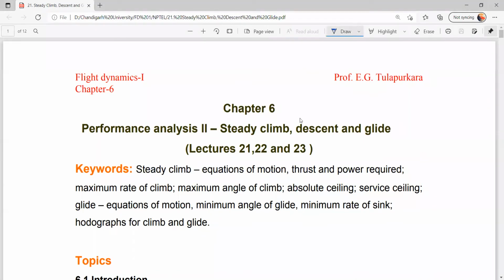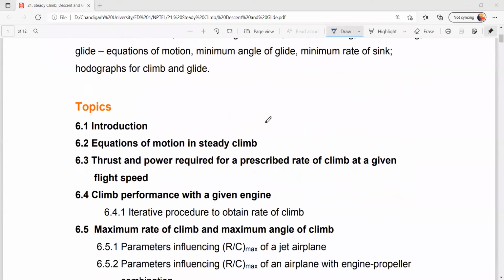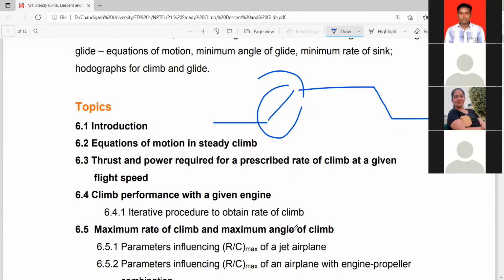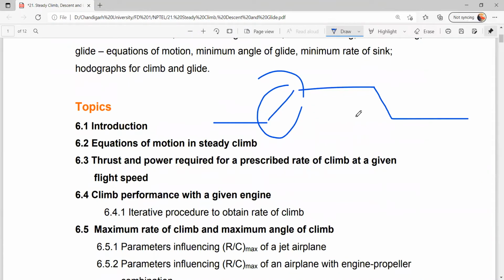So today in this session, we are going to see about the climb performance. Takeoff, climb, cruise, descent, and landing. In this climb performance, we are going to see how the aircraft is going to behave and what parameters we need to calculate. Okay, right. So without wasting much time, we will get into the session.